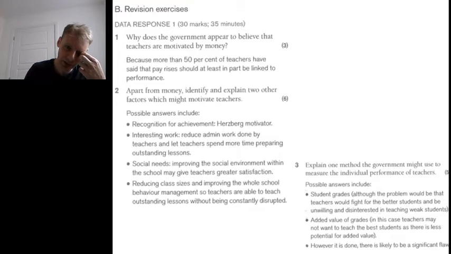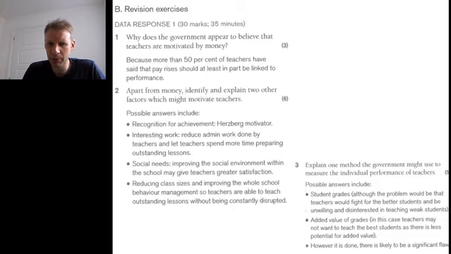Apart from money, identify and explain 2 other factors that might motivate teachers. So this was a case of you going back to the theorists and trying to link some of the things that the theorists said to teachers. Have a look at that one.